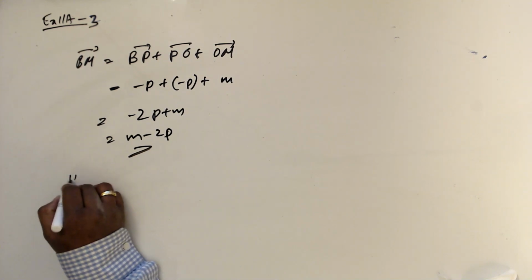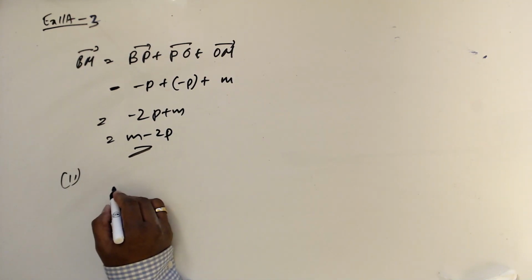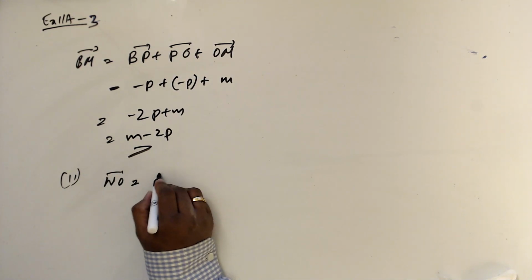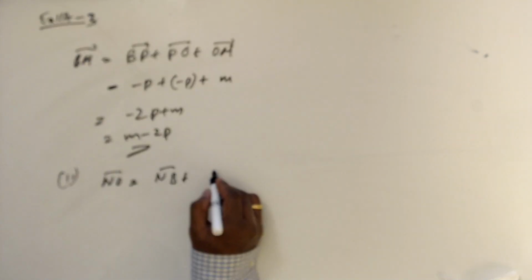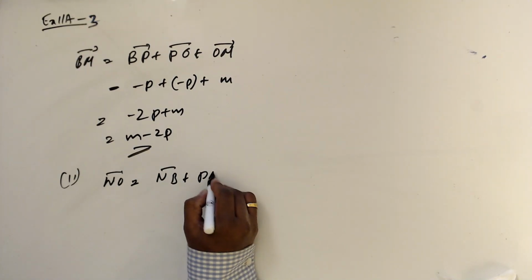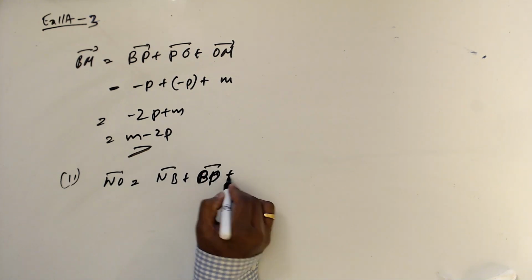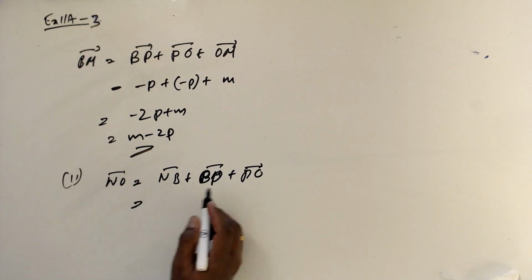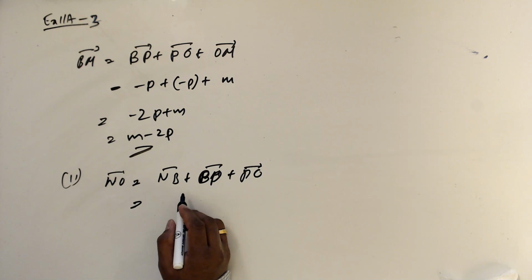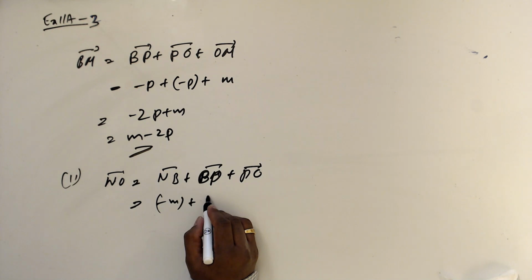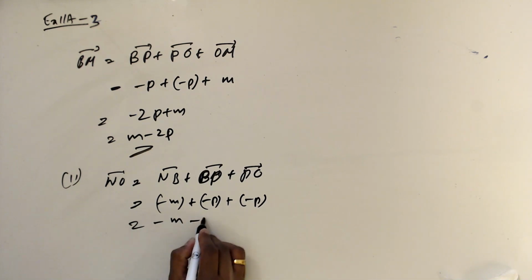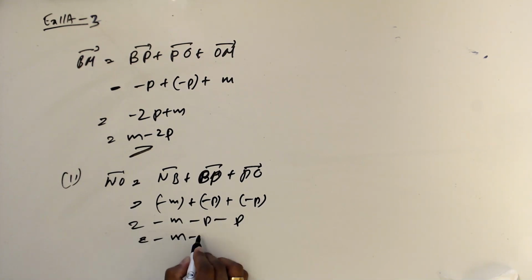And then NO. NO you can write NB plus BP plus PO. So you can use any route. I selected this one. This is minus M, this is minus P, and this is also minus P. It means minus M minus P minus P, that is minus M minus 2P.